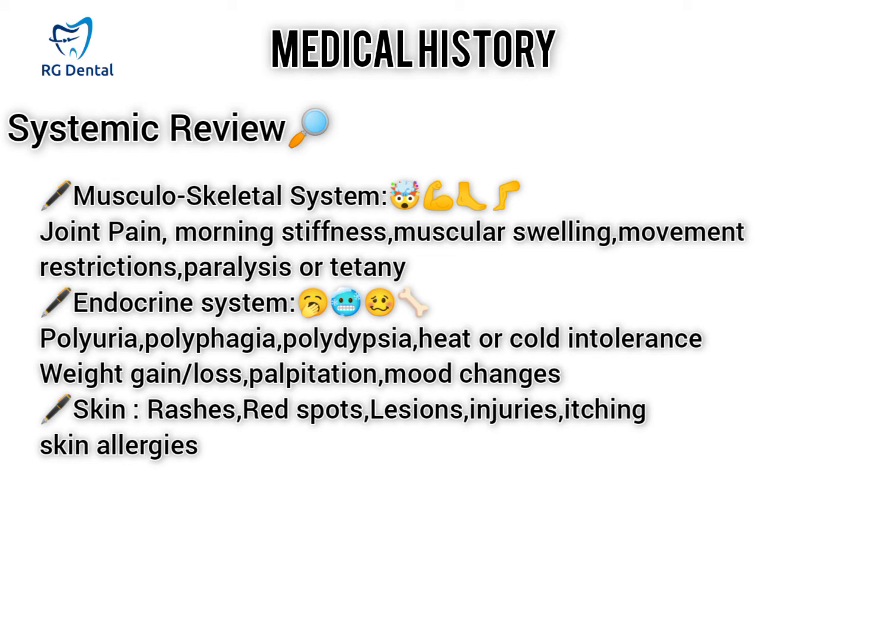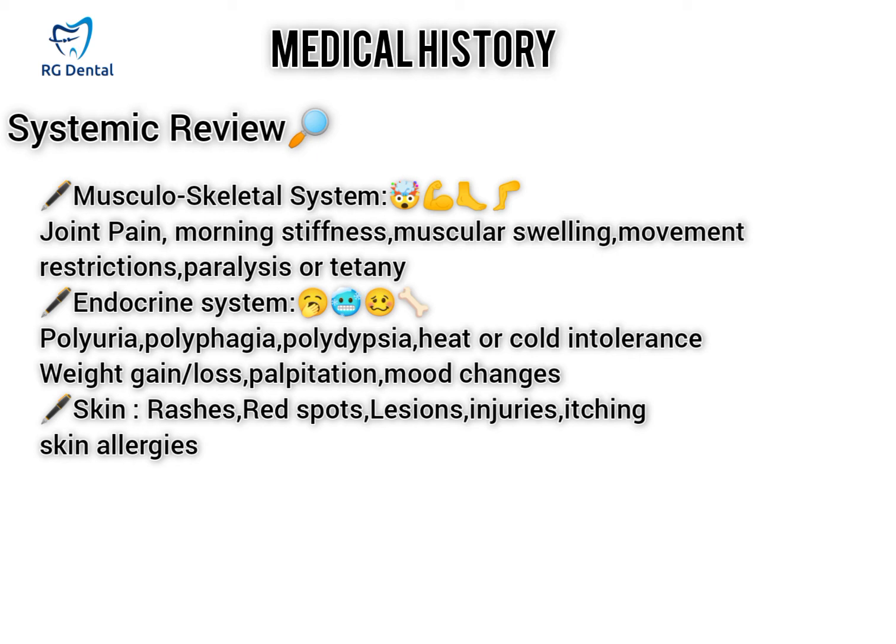Then you have to ask the patient the endocrine history of polyuria, polyphagia, polydipsia, heat or cold intolerance or not, weight loss or weight gain history or not, sweating or palpitation history or not, or the patient's aggressiveness or calmness, or sleeping history due to thyroid diseases. We have to exclude all systems.